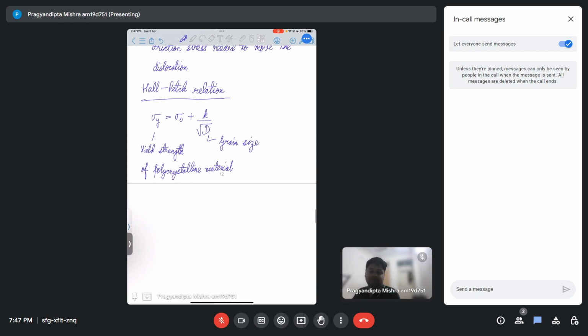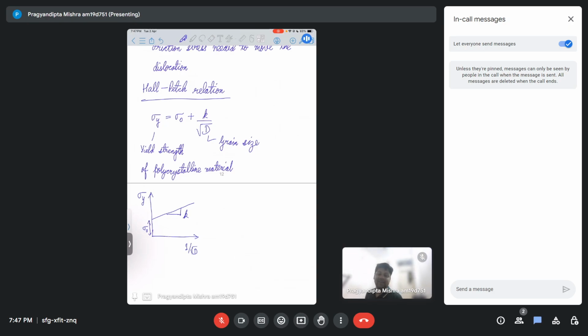So if we write this, or if we plot this, let's first plot it. This will look something like this: sigma y versus 1 by root d. If I'm plotting, it will look like this, where the slope is given by k. Okay, and this is sigma naught.